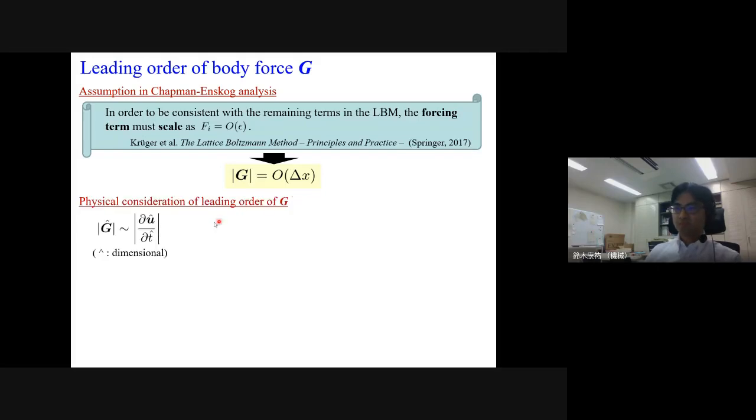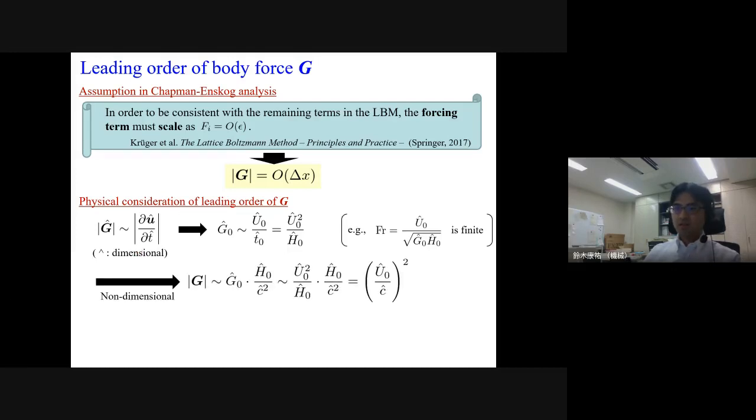On the other hand, from the physical viewpoint, it is natural to assume that the body force is comparable to the time derivative of the velocity in the dimensional form. This leads to the characteristic body force being comparable to the characteristic flow speed squared over the characteristic length. This assumption corresponds to the finite Froude number when G0 is gravitational acceleration, for example. So this assumption is natural from the physical viewpoint.